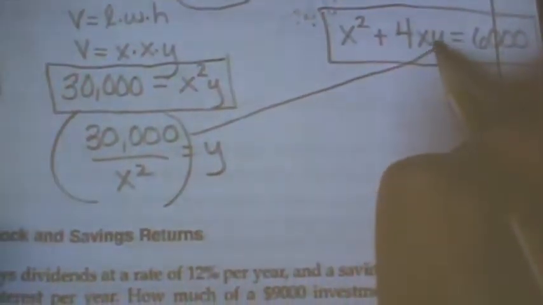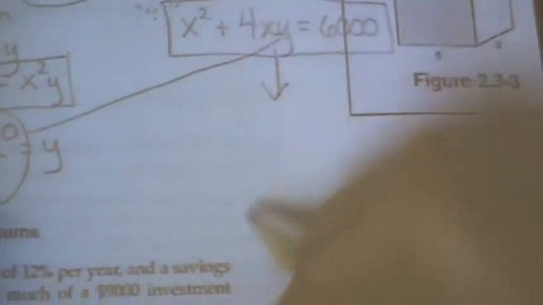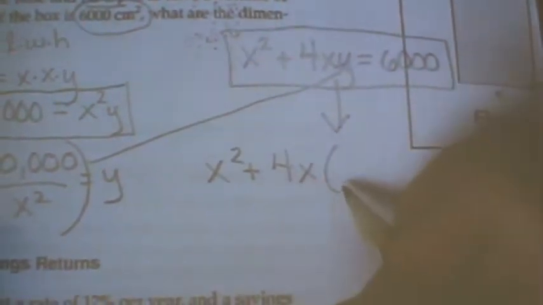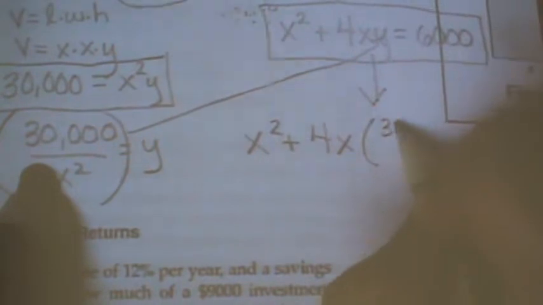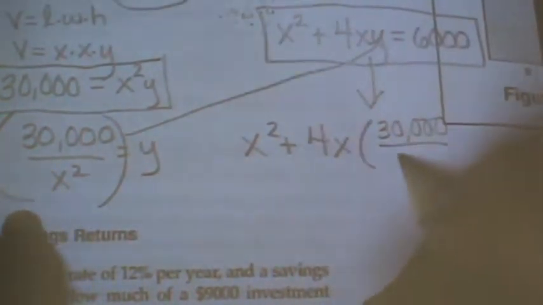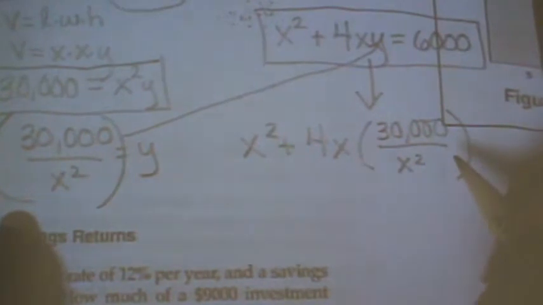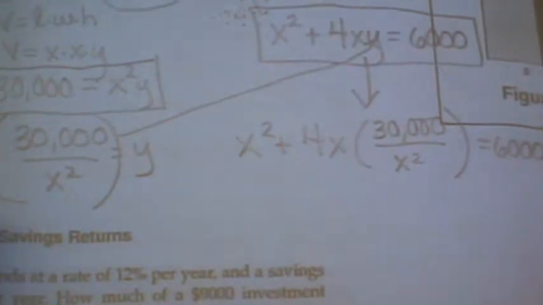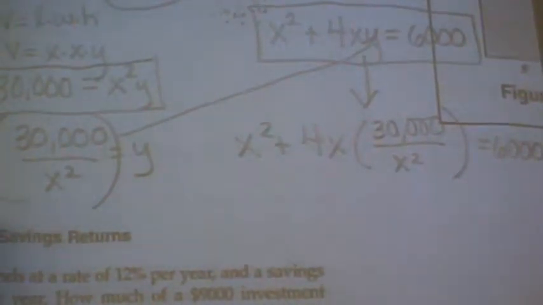So you would get y is equal to 30,000 over x squared. That's what y is equal to. And then you substitute this in here for y. We're going to rename this equation, it's like merging the two. You're going to write this as x squared plus 4x, and then instead of y, you're going to write 30,000 over x squared. So just like systems of equations. And then equals 6,000. Questions?